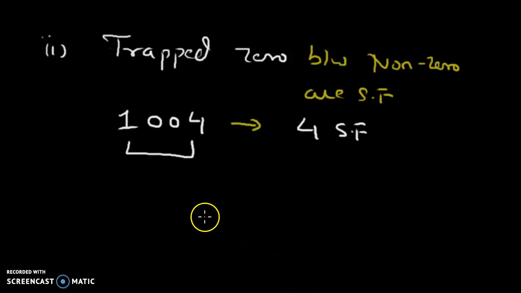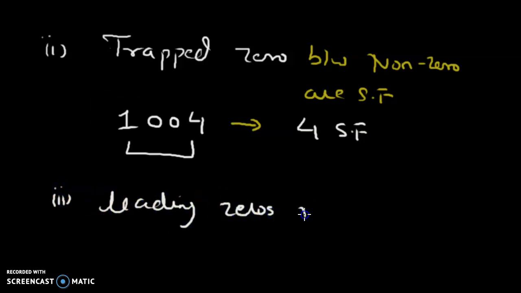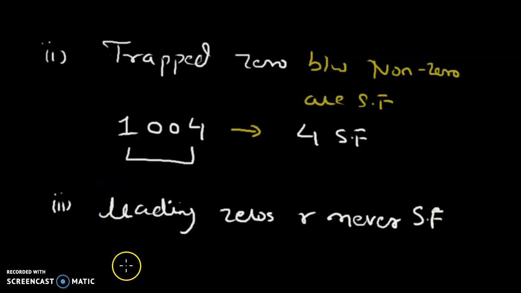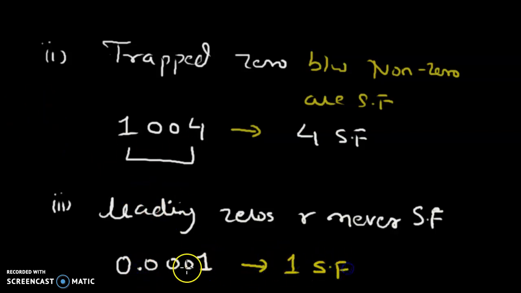Another rule we'll discuss is that leading zeros are never significant. You just need to go through these videos, and these videos are ample to give you a clear idea about significant figures rather than any book or notes. So just pay attention. Leading zeros are never significant. For example, if I say 0.0001, how many significant figures are there? There is only one significant figure, because these are leading zeros. Okay, so let's move ahead.